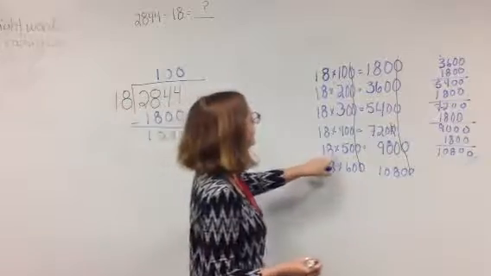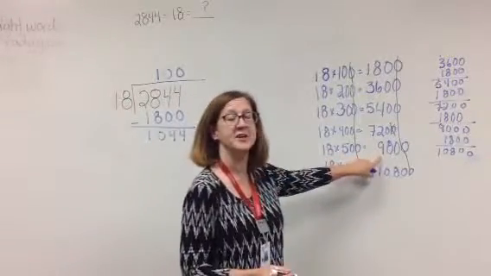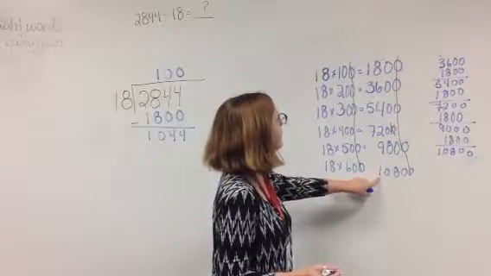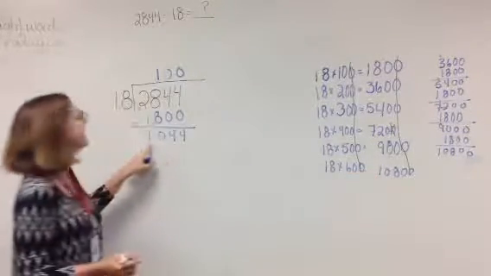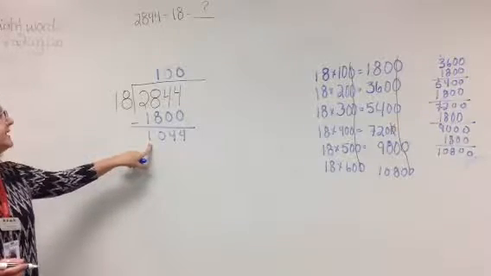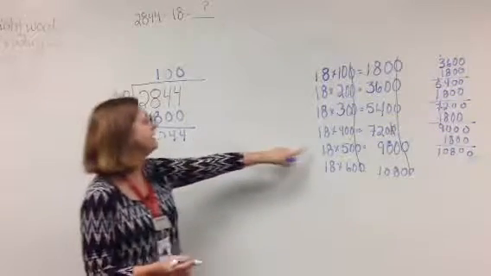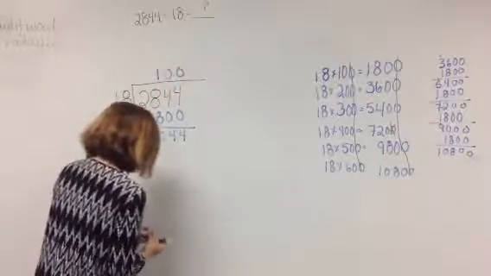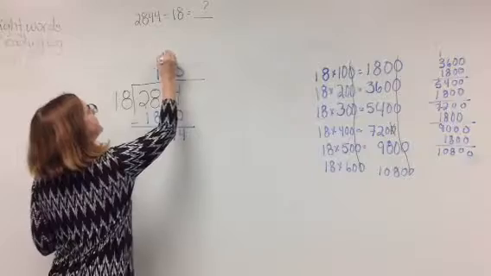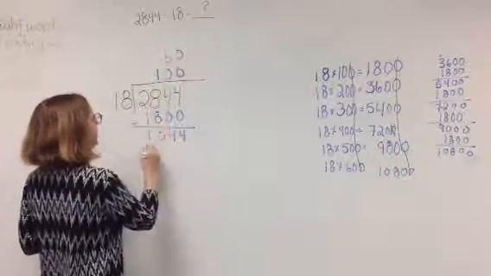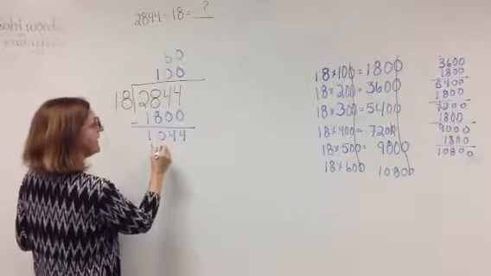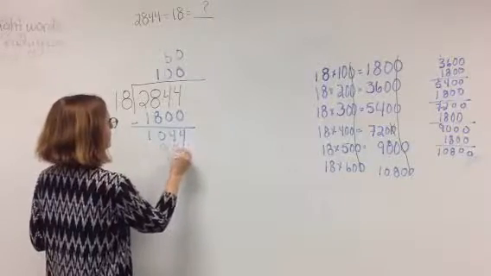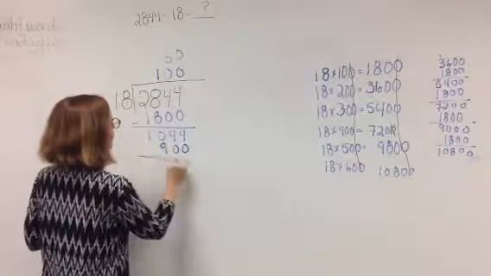If I look at 18 times 50, I know I have 900. If I look at 18 times 60, I know I have 1,080. 1,080 is bigger than 1,044, so I have to go with 50. I'm going to put 50 as my partial quotient. And I'm going to put 900 lined up properly so I can subtract here.